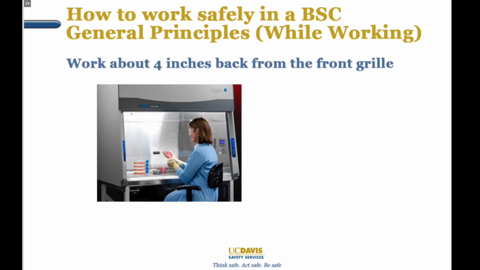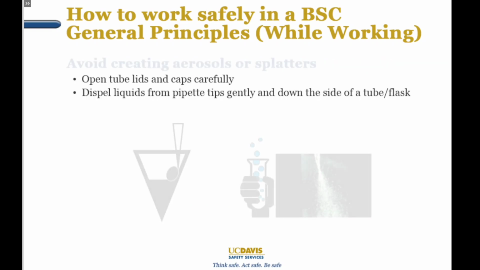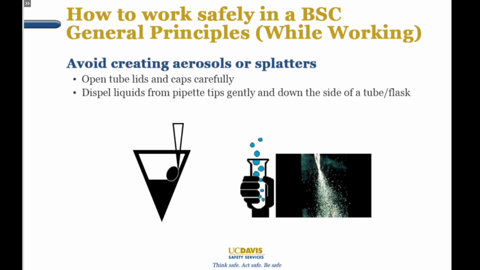Work should be done in the middle of the work surface, about 4 inches back from the front, to ensure that droplets or aerosols do not exit the BSC, which could happen if work is performed too close to the opening. Additionally, you want to minimize the generation of any excess aerosols or splashes, splatters, or droplets. To do this, work carefully. For example, open the lids of tubes slowly and pipette gently.